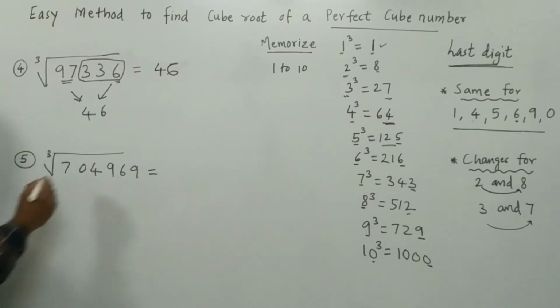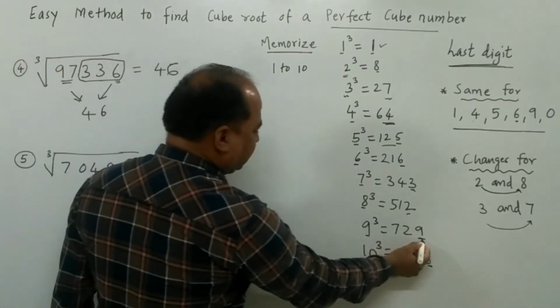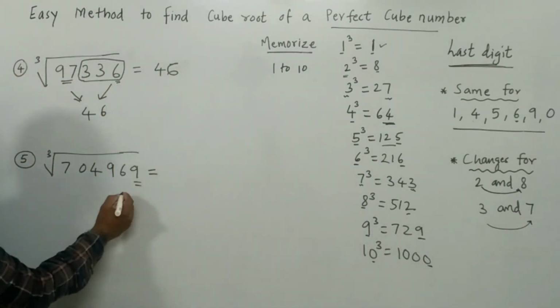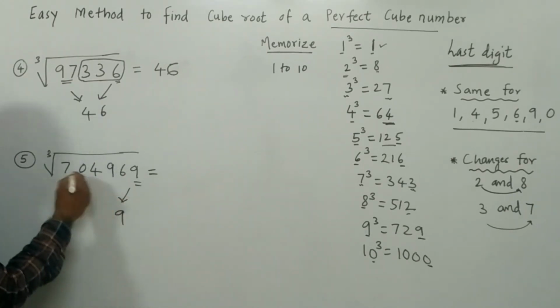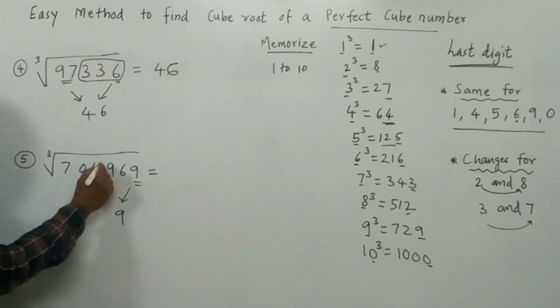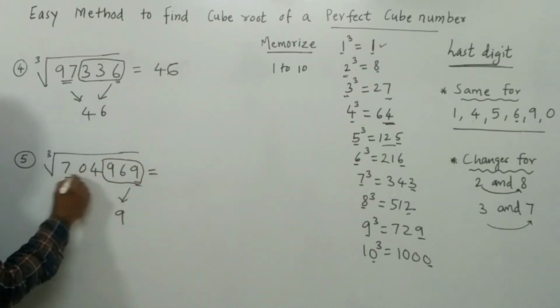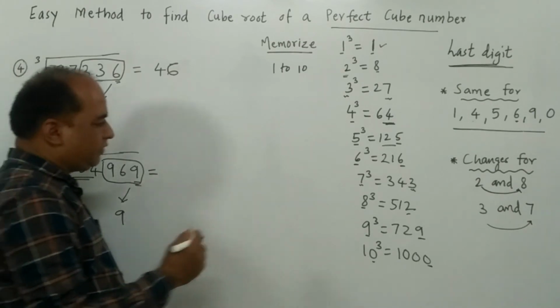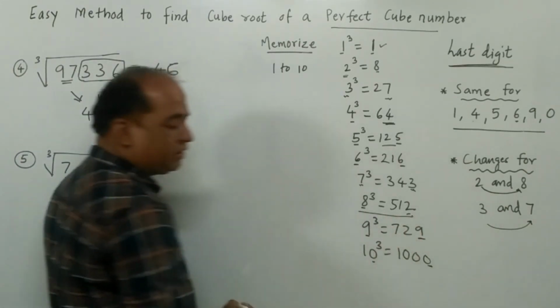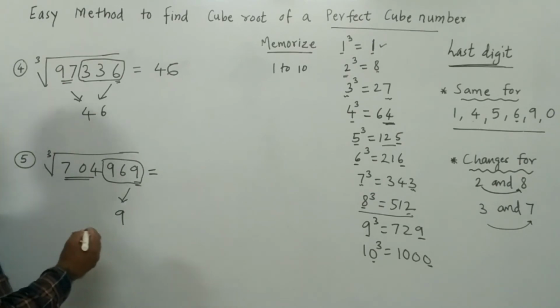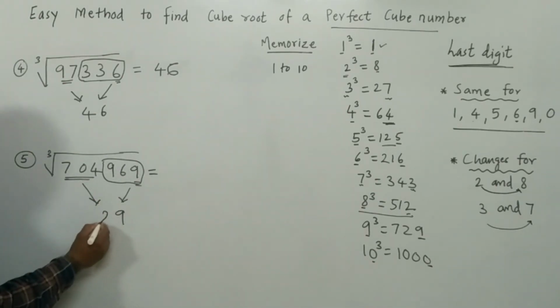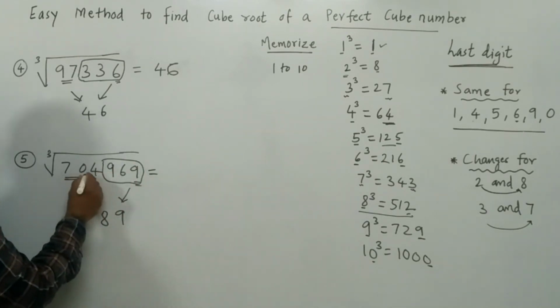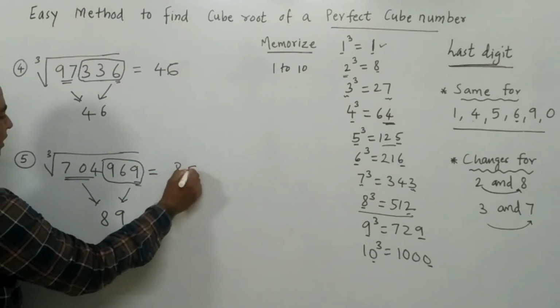Now the next example. The unit place of the number is 9, and 9 stays the same, it does not change. So the unit place of the cube root will be 9. Now ignore the last 3 digits. The remaining digits are 704. The perfect cube smaller than 704 is 512, the cube of 8. So the number at the tens place will be 8. So the cube root of 704969 is 89.